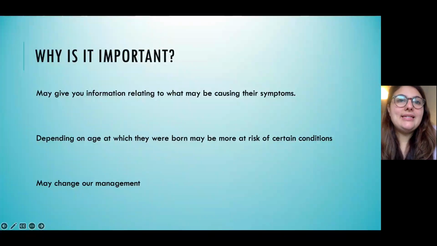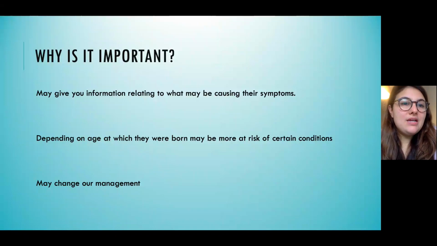So why is neonatal history important? Well, it may give you information relating to what may be causing their symptoms. And this is particularly true if the child is quite young, so within the first days, weeks or months of their life. Depending on the age at which they were born, they may be more at risk of certain conditions, especially lung conditions, but also certain other conditions as well. And it may change our management.